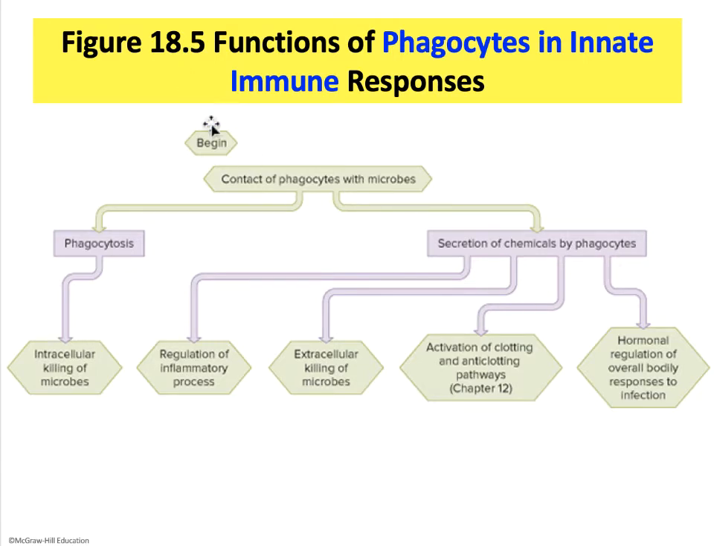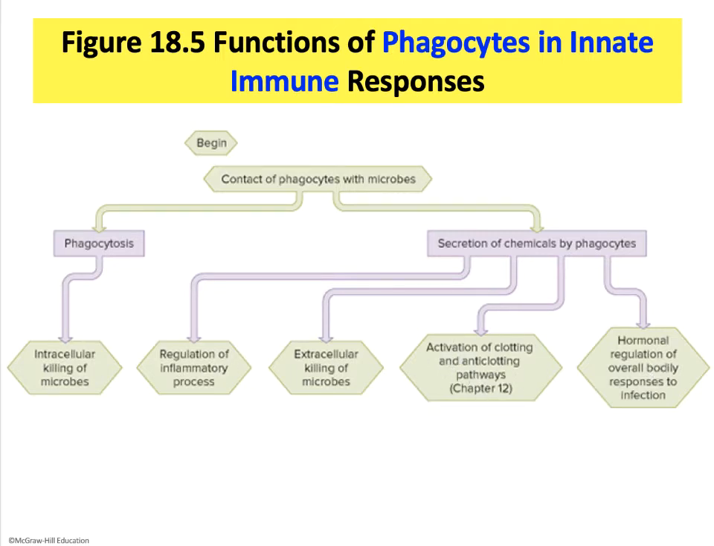Figure 18.5 lists some of the functions of phagocytes involved in the innate system. These cells can perform phagocytosis, leading to intracellular killing of microbes. However, the contact can also initiate, at the same time, the secretion of chemicals by the phagocytic cells. And these chemicals are very important in leading to many outcomes, ranging from developing fever, to extracellular release of killing agents, to the control of the inflammatory response, and finally to clotting or anti-clotting pathways, leading to the delivery of other components.